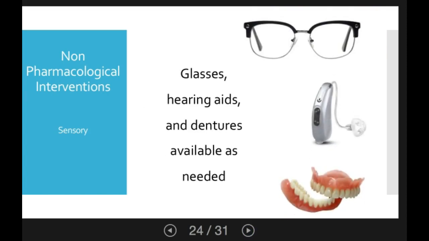Avoiding sensory deficits can help a patient maintain control of their surroundings. By ensuring a patient has their glasses, hearing aids, and dentures, it will help the patient feel like themselves. It has been demonstrated in studies that addressing visual and hearing impairment significantly reduces the number and duration of delirium episodes in the hospitalized elderly.